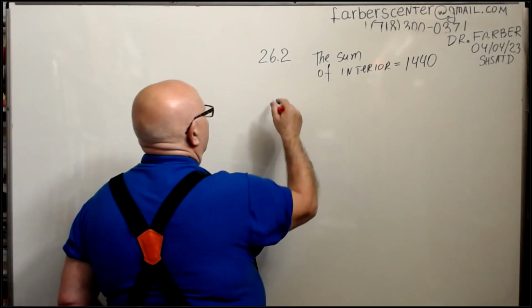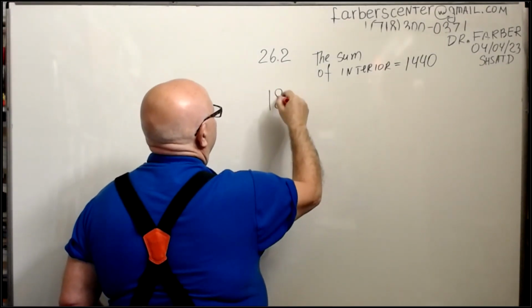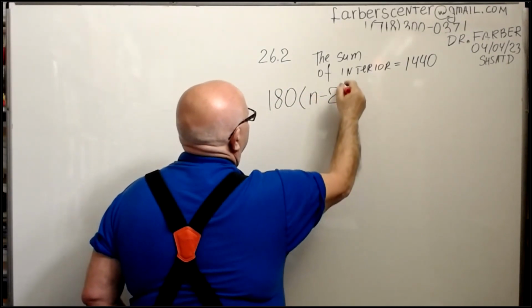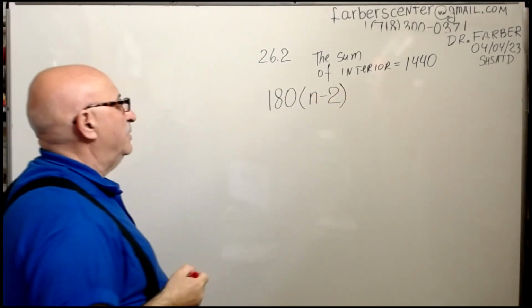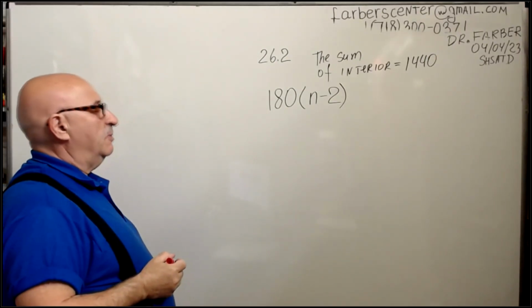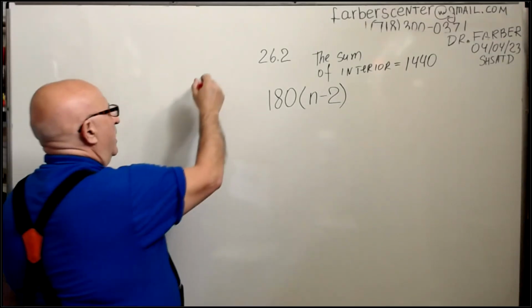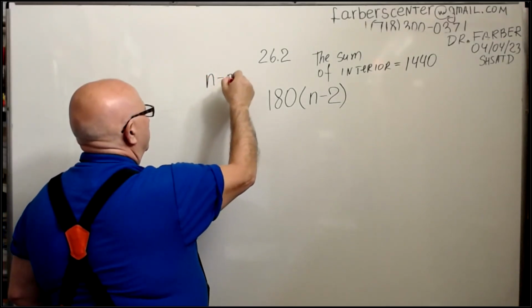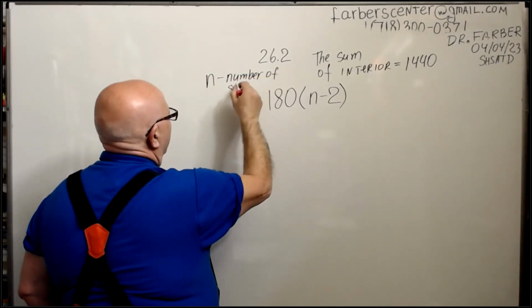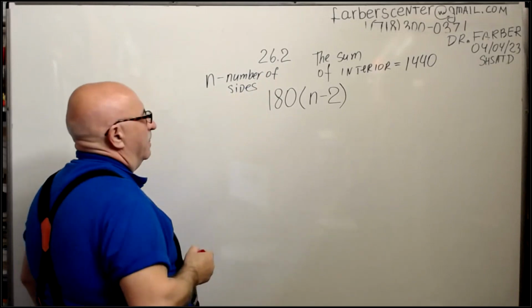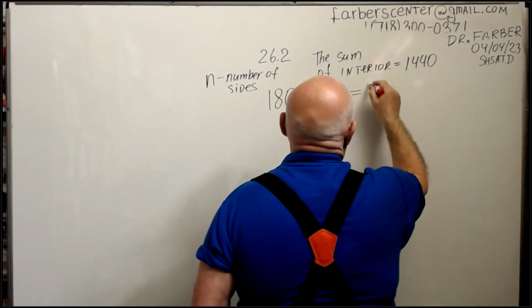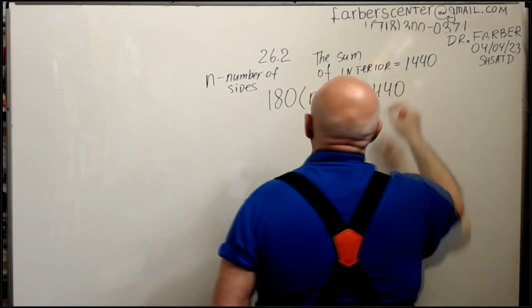Okay, so total equals 180 degrees times n minus 2. What is it? It is the total of inner angles of any polygon, where n is the number of sides. N is the number of sides. And you know this equals 1440.